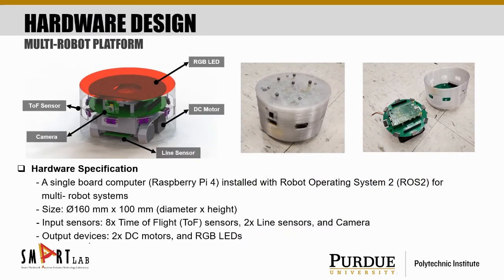The robot is 160 millimeters in diameter and 100 millimeters in height. The input sensors include a camera, 8 time-of-flight distance sensors, and 2 optical line sensors. Output devices include 2 DC motors and 4 RGB LEDs. The DC motors are controlled by L293D motor controller, TOF sensors are on I2C bus, and line sensors use MCP3008 SPI ADC chip.